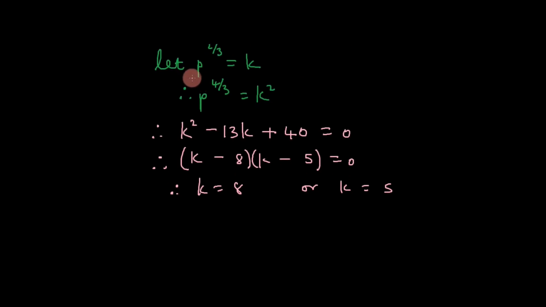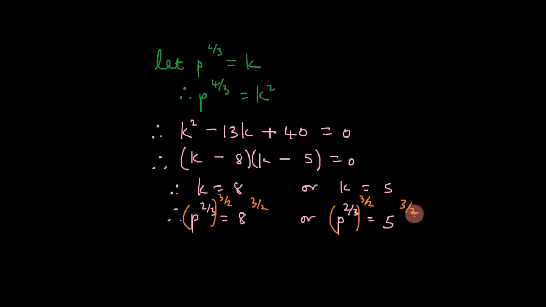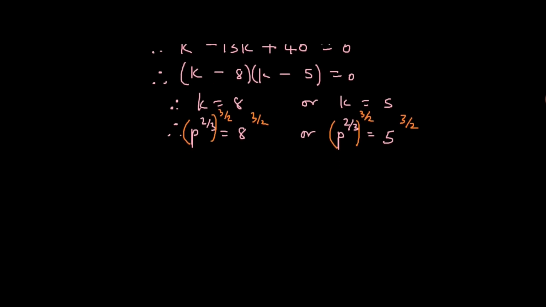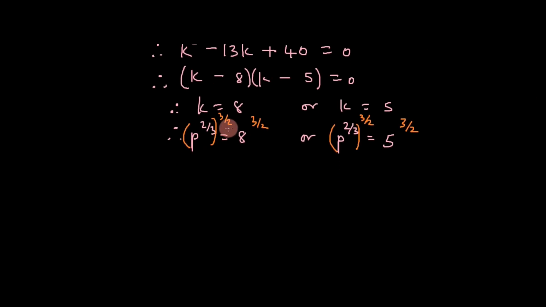We now bring back our p's. P to the 2/3 was equal to k. So hence p to the 2/3 will equal 8, or p to the 2/3 will equal 5. We can raise both sides to the power of 3 over 2 in each equation. Then multiplying out the powers, we get 1. So p to the 1, or just p, equals 8 to the 3 over 2.